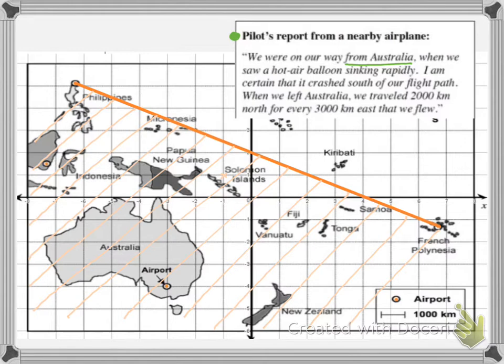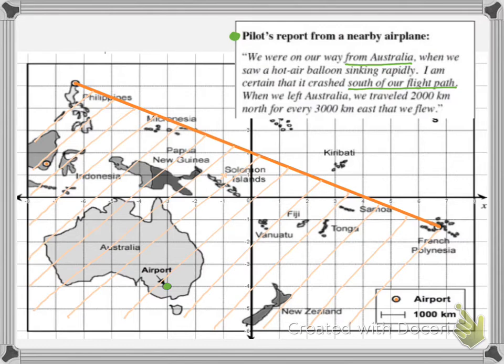So let's start at Australia, the airport in Australia down here. And then I'm certain it crashed south of our flight path. That's going to help us when we do our shading. South of our flight path. When we left Australia, it traveled 2,000 kilometers north for every 3,000 kilometers east. All right, so 2,000 north, so 2 boxes, because every box is 1,000, and then 3,000 east, so 3 boxes east.